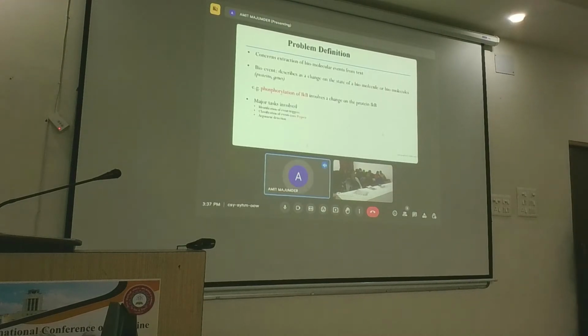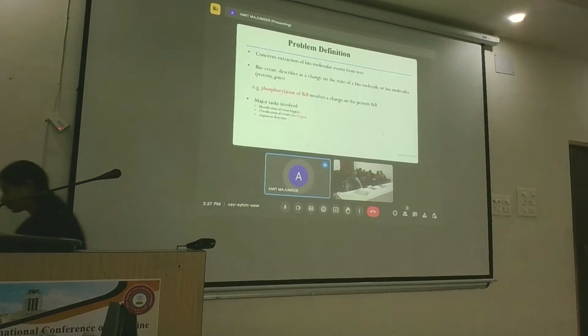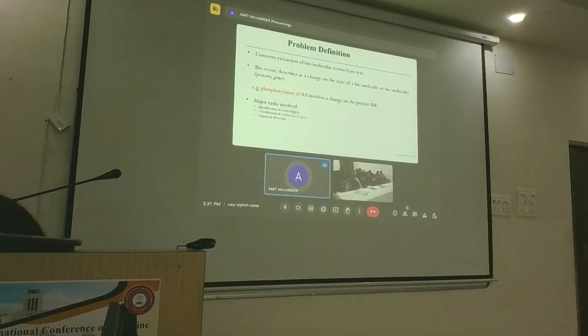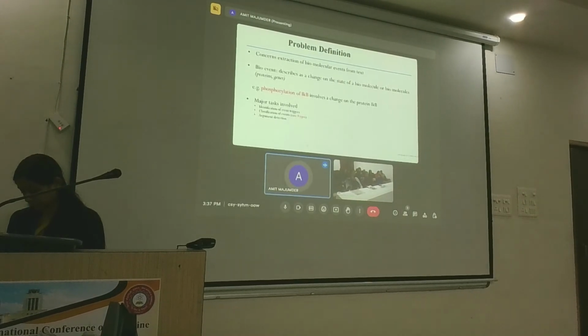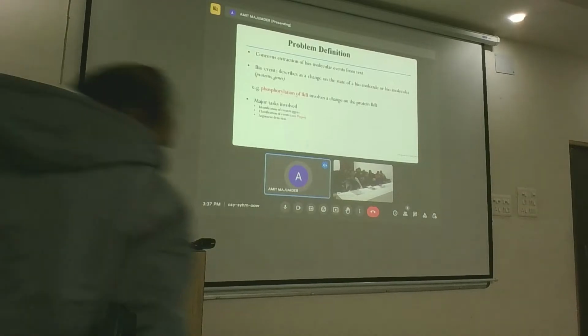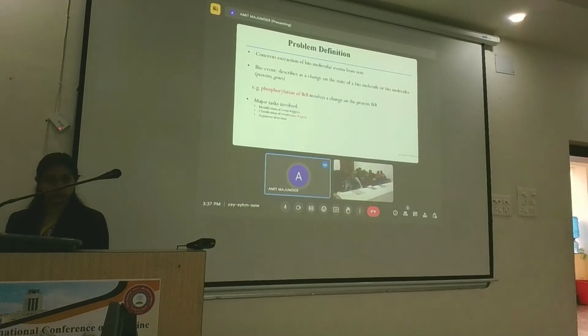So from that huge amount of data, we try to extract the most useful information in the format of events. And a bio-event is described as a change in the state of biomolecules. And these biomolecules are basically proteins and genes. And the actions which are performed on this type of molecules are normally called bio-events. Different types of bio-events are there, like phosphorylation and transcription. So these are different types which are defined in the data set. I'm coming to the discussion of that.